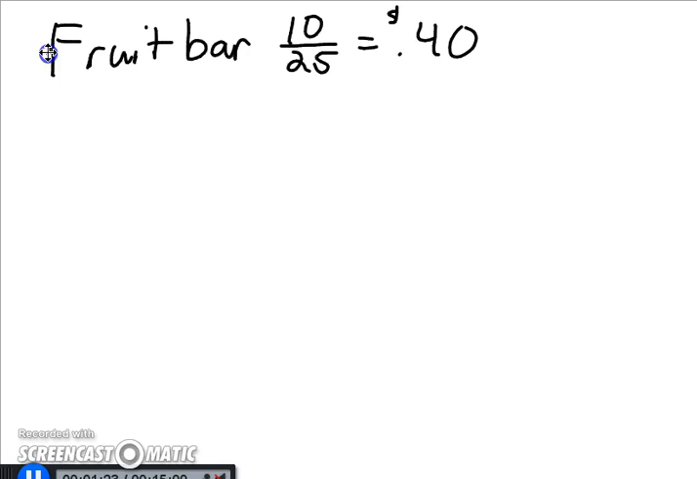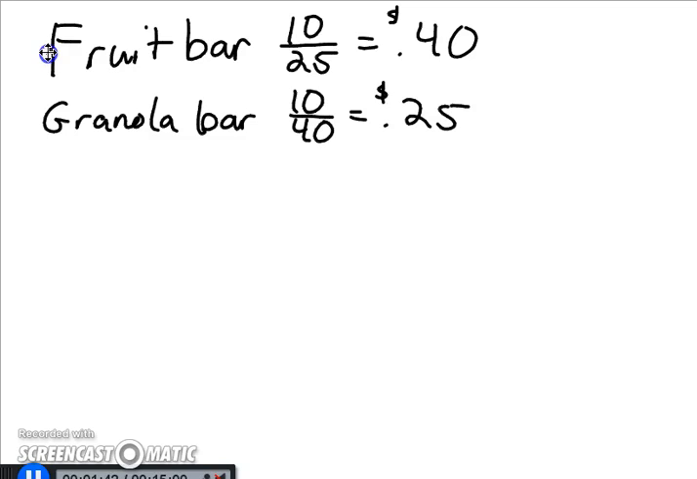Now the cost of a granola bar, well, there she can use her $10 and buy 40 of them. How much does each one cost? Well, 10 divided by 40 gives you 0.25. So the fruit bars, if you do 25 times 0.40, 40 cents, you will get the $10. And same way, if you do 40 times 0.25, you will get the $10. Therefore, we have the prices for the fruit bar and the granola bar.